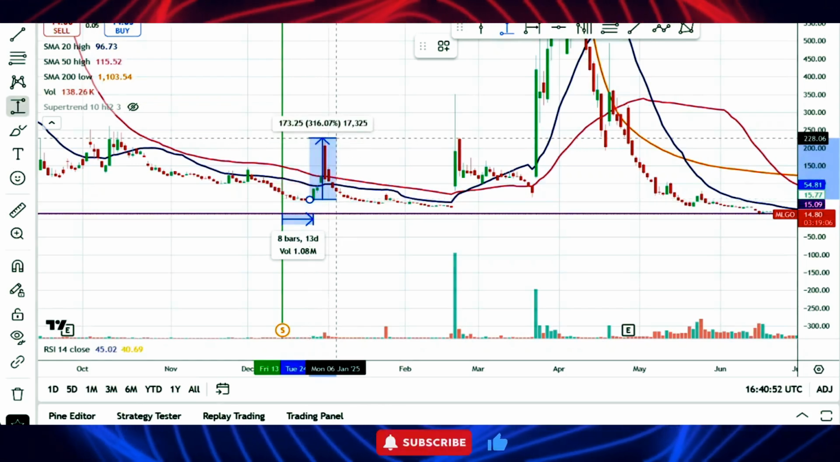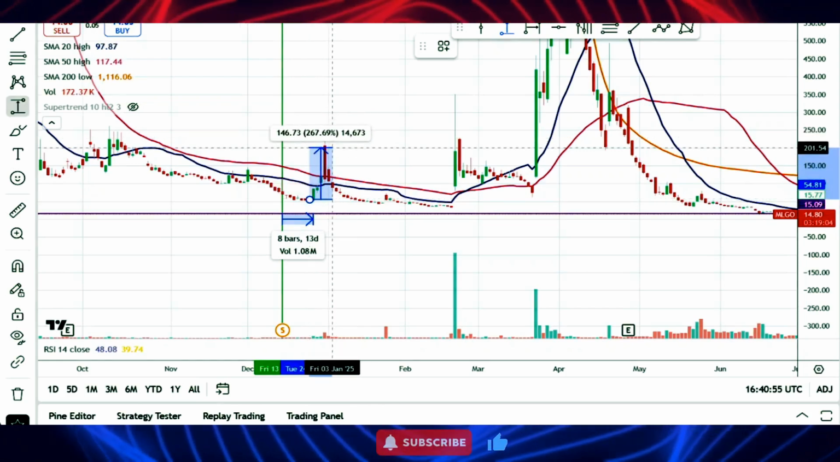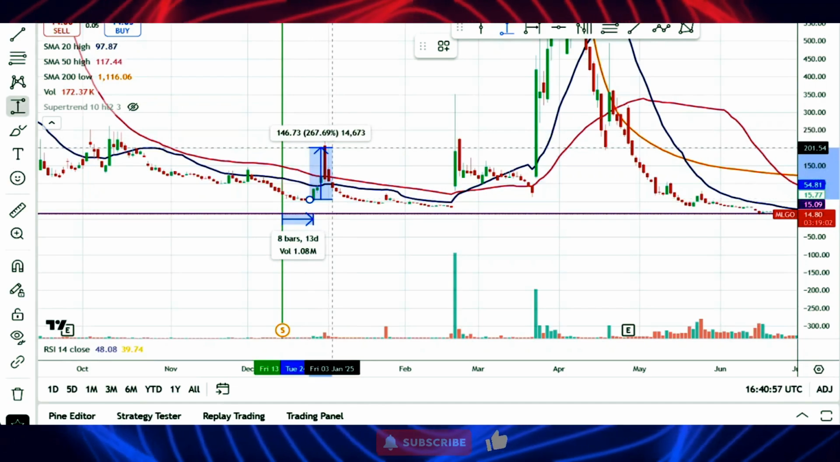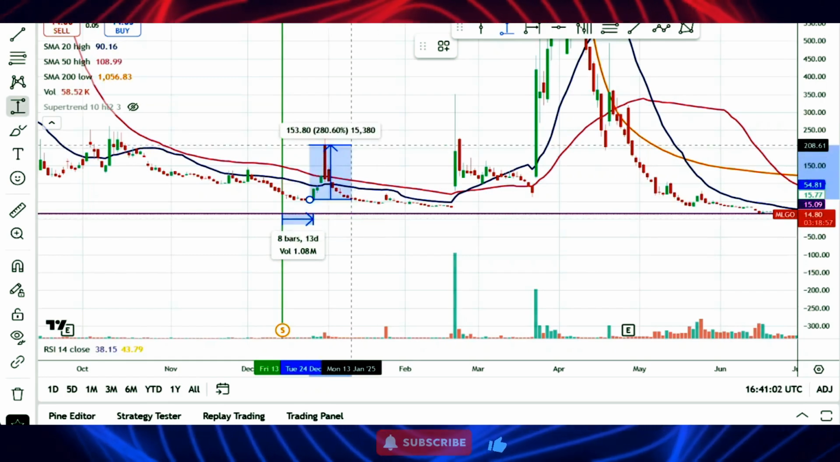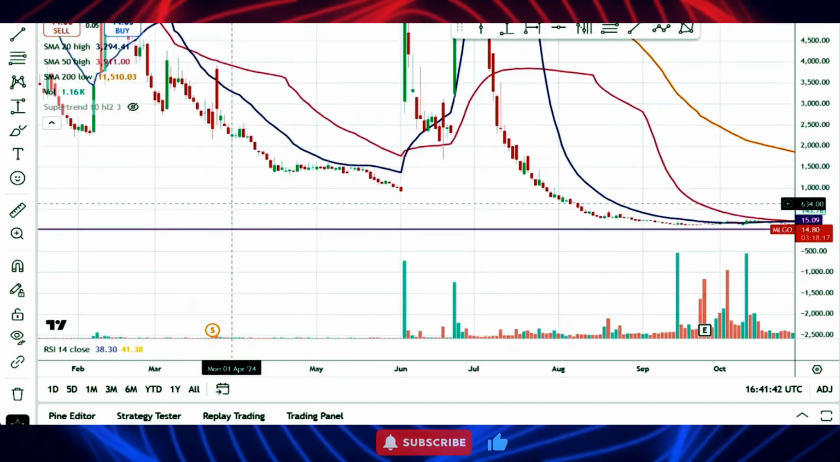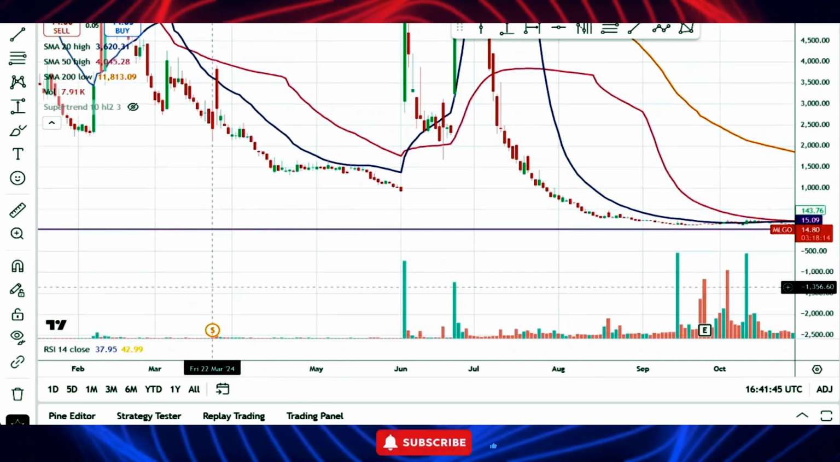we had a massive rally of 300%. So on the chart, visually it doesn't look like a lot, but a 300% rally in like 4 days is massive. So let's take a look at what happened after the stock split prior to that.